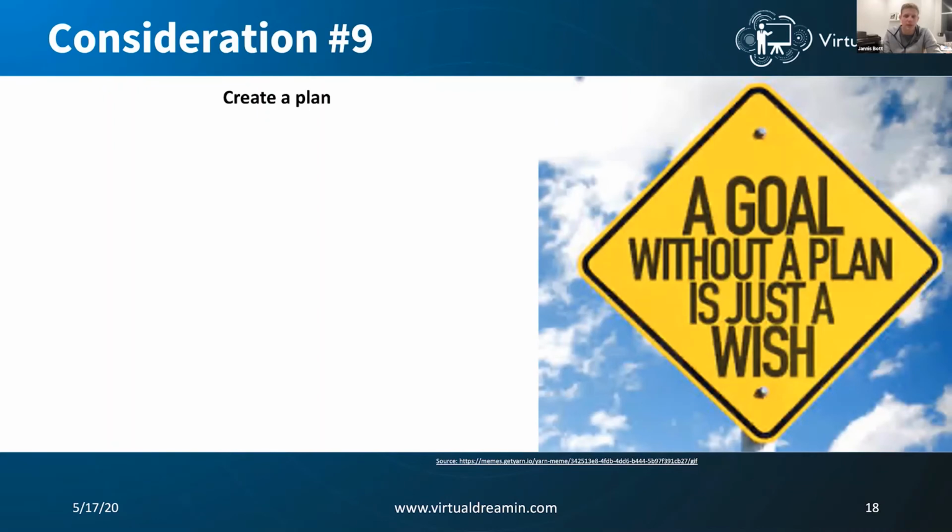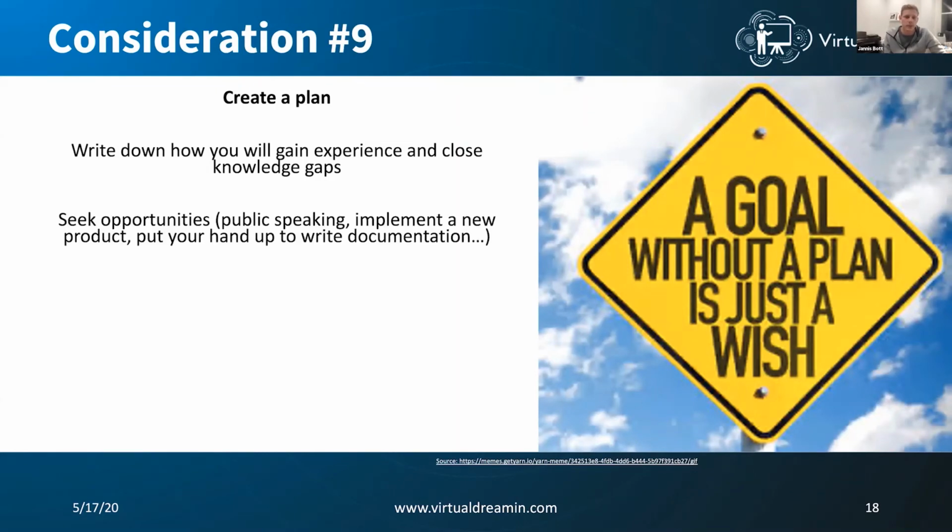So you have to create a plan in order to achieve that. And I think some of the bits that you can do is you can first of all write down how you will gain the experience and how you will close the knowledge gaps, right? Once you've identified where the gap is, write down what are now the exact actions that you need to perform.